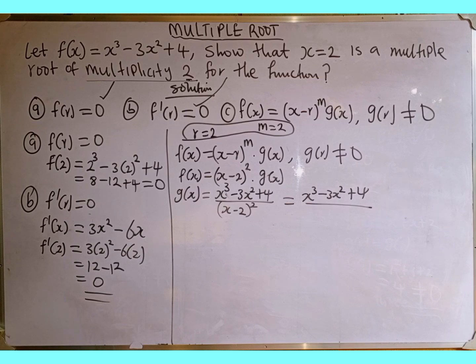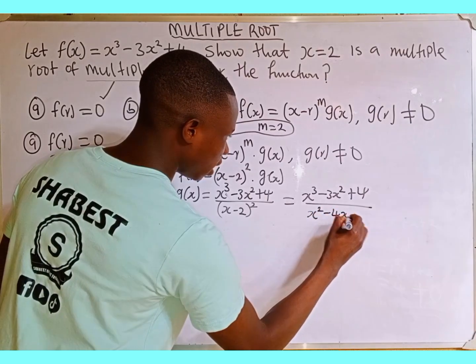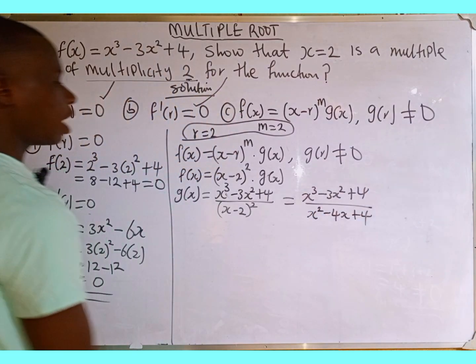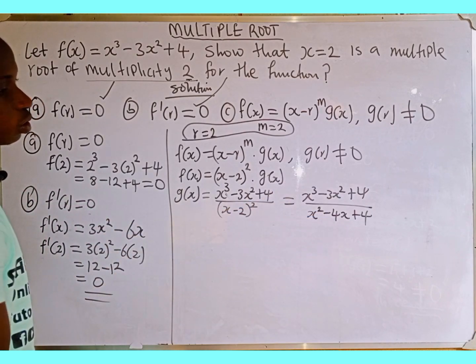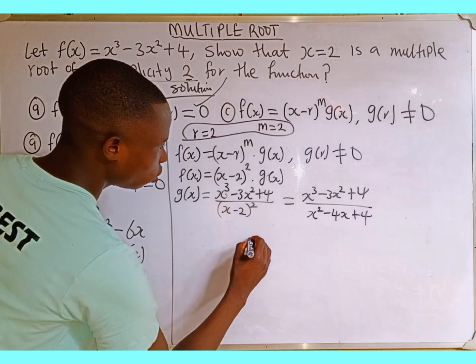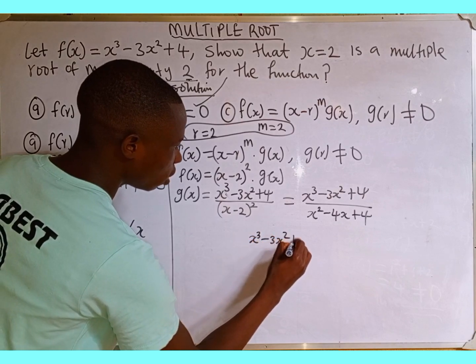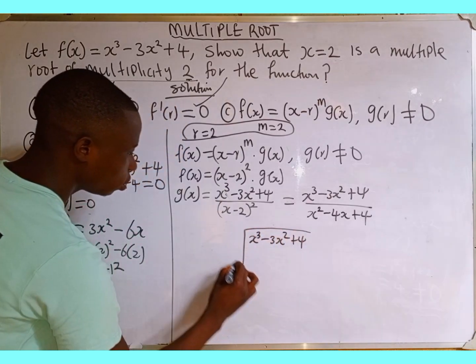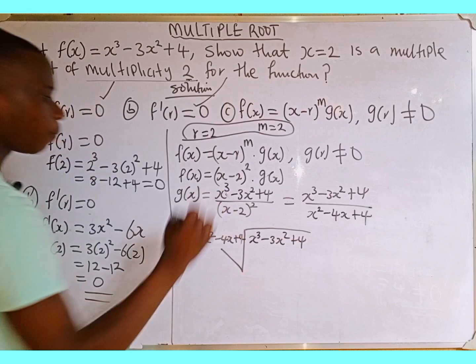So if you multiply them together and expand, we are going to have x squared minus 4x plus 4. They are the same. Now we are going to divide this polynomial to get our g of x, and we are going to use long division. So inside, we have x cubed minus 3x squared plus 4, divided by x squared minus 4x plus 4.